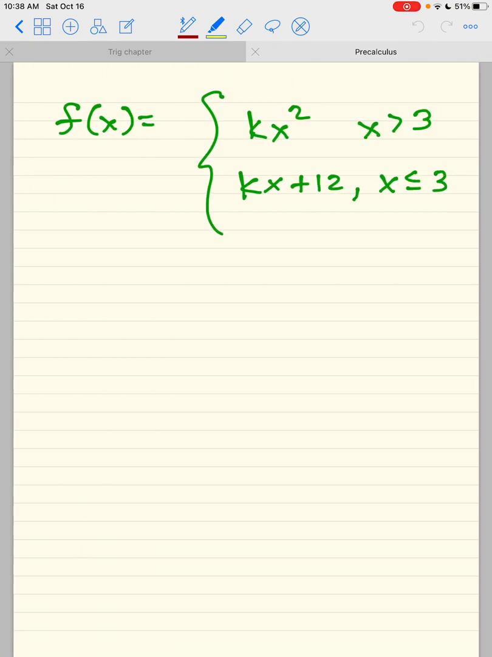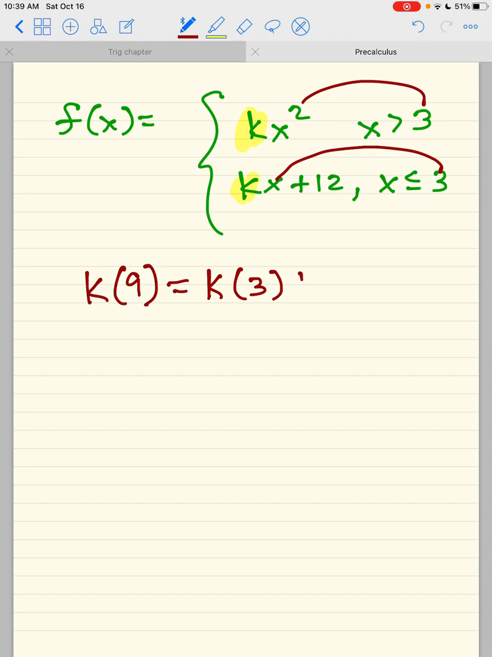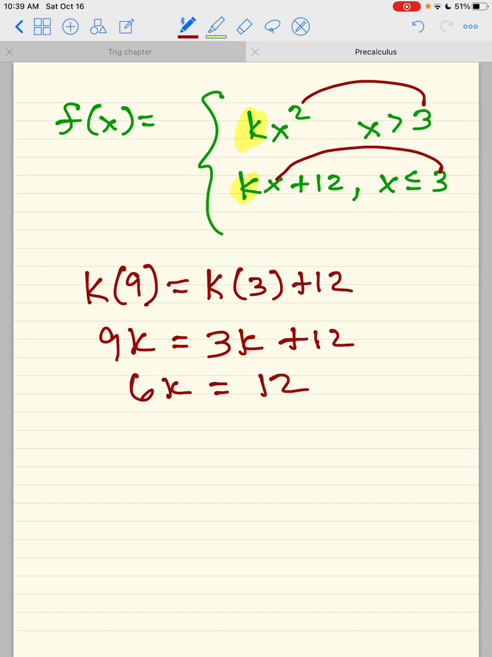Same story here. Let's solve for k. Ooh, there's 2 of them. Okay, so let's put the 3 in. We're putting it into the x. I'm going to rewrite this as 9k equals 3k plus 12. I'm going to subtract 3k, and then k is going to equal 2. If k is 2, this function will be continuous.